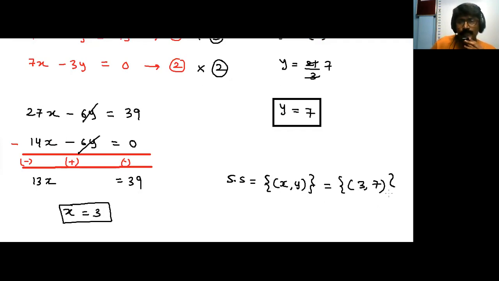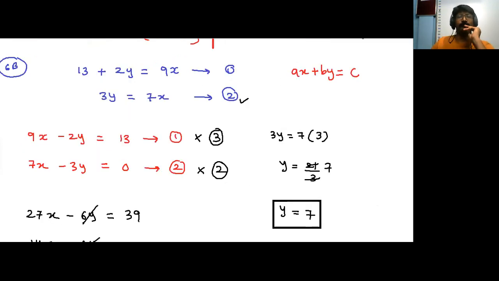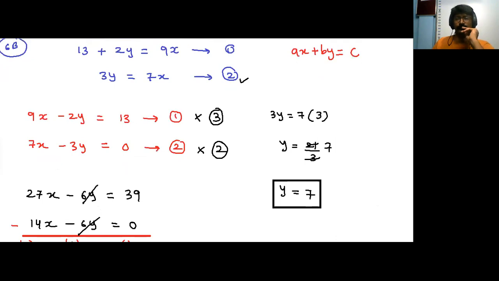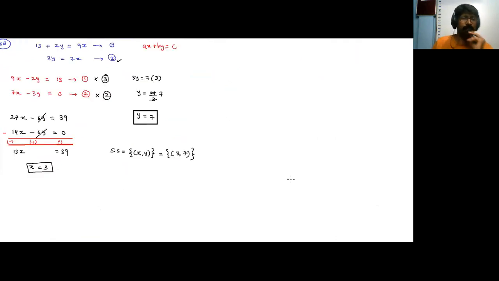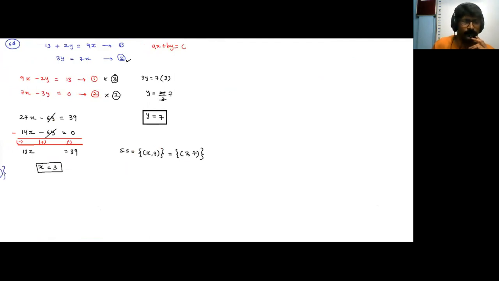I hope you understood this subtraction. I hope you understood how to eliminate one of the variables and how to write the solution set. That's all you need to do for this particular type of sums, and then easily 3 to 4 marks you can grab. Isn't it nice and simple?